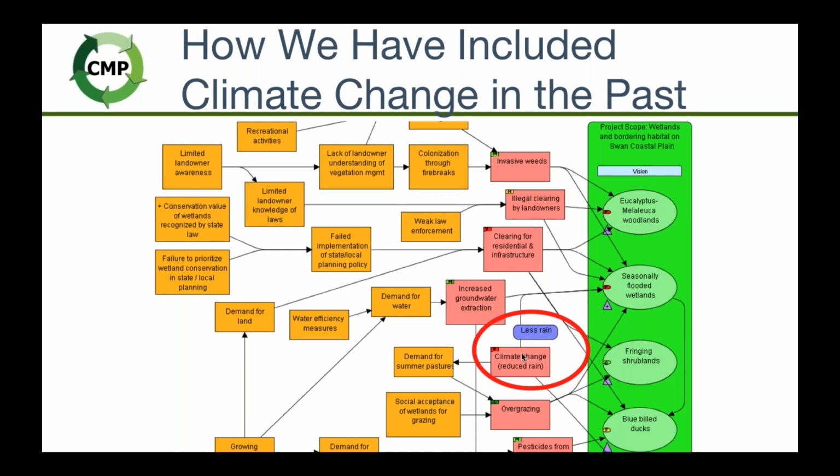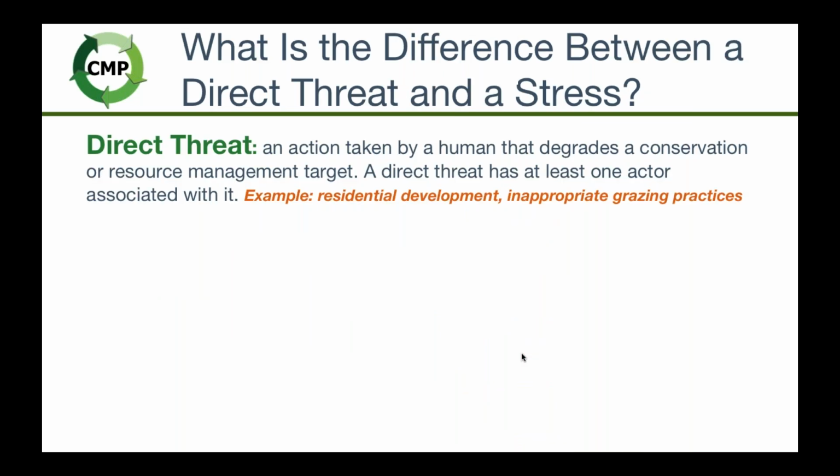We all know climate change is very complex, and it's already having and will increasingly have very significant effects on our ecosystems and species that we're trying to conserve. So the purpose of particularly this part of the climate smart open standards is to introduce a better way of addressing climate change rather than just sticking it into a threat box and calling it a very high threat. So I'm going to talk a lot about stresses.